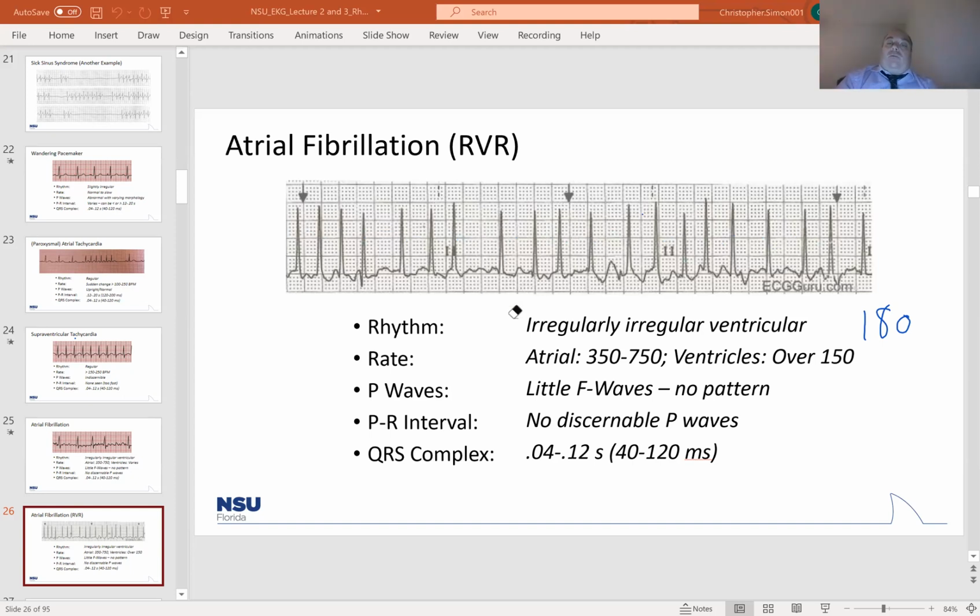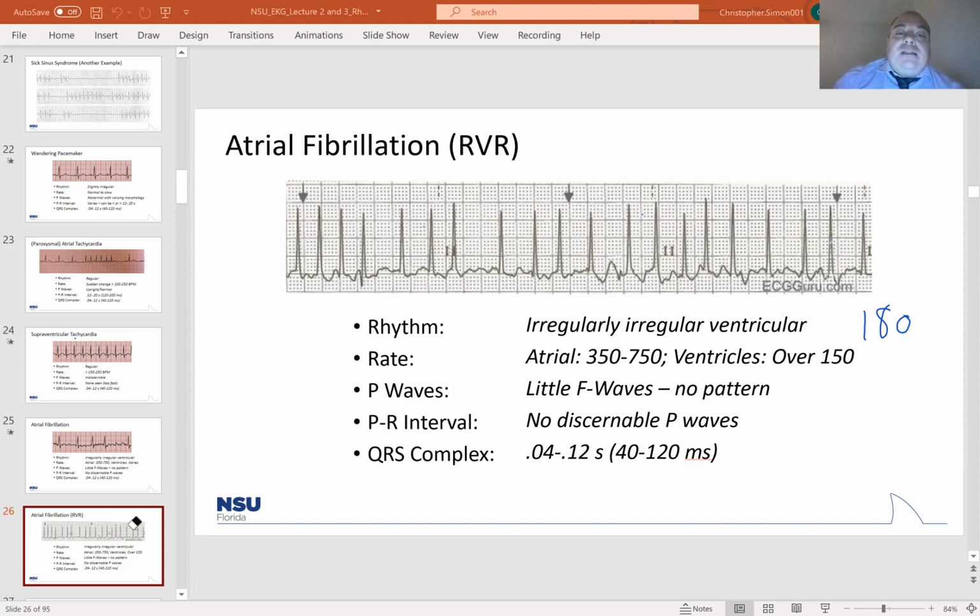Now we just take the information we gathered and say, okay, I have something that doesn't have P waves, but it has fibrillating atrial activity. I have a narrow QRS, an irregular R to R interval, so an irregular rhythm, and a rate of 180. So what criteria does that match? That would match atrial fibrillation with rapid ventricular response, abbreviated AFib RVR. Okay, so that's what we got here.